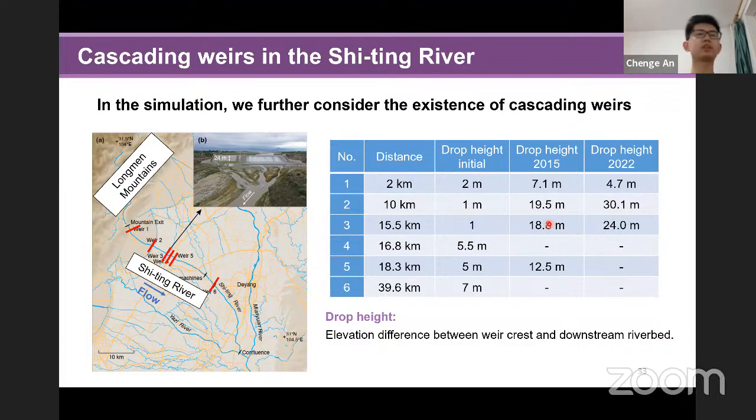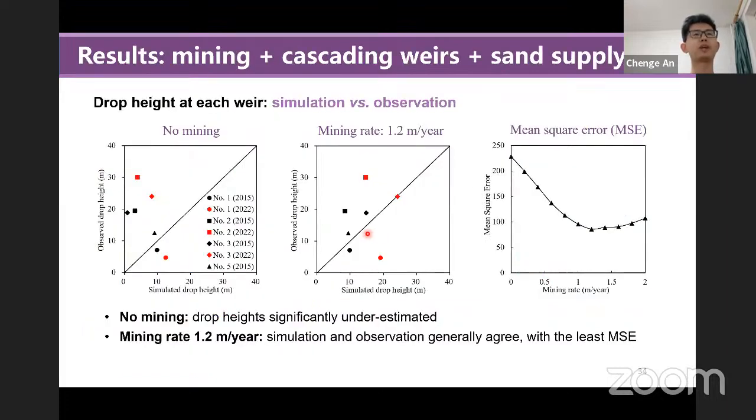And in this part, we further consider the existence of cascading weirs instead of the single weir that we considered in the previous section. We consider 6 weirs, and we also remove 2 of the 6 weirs, which were reported to have failed in 2015. And this slide shows, when we consider all the 3 factors, the comparison between the simulated and the observed drop height at each weir.